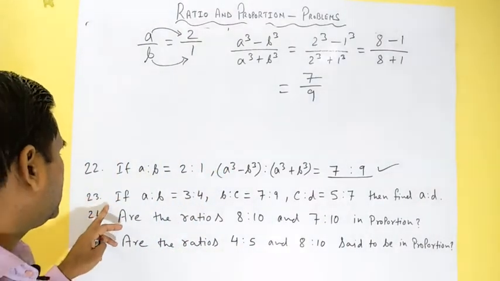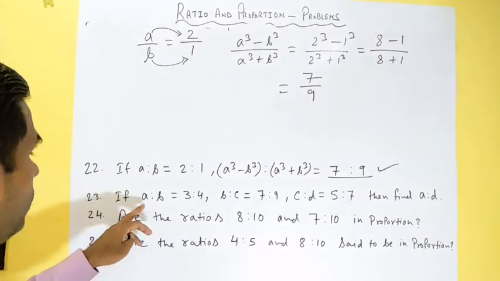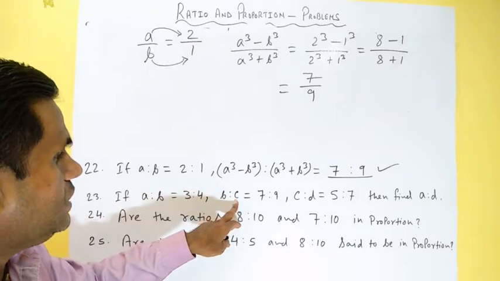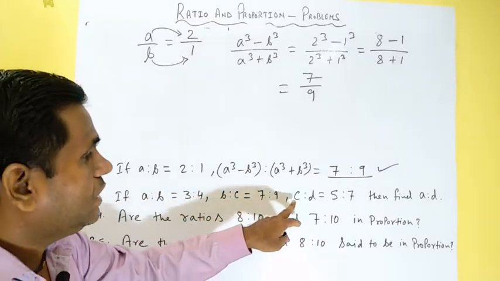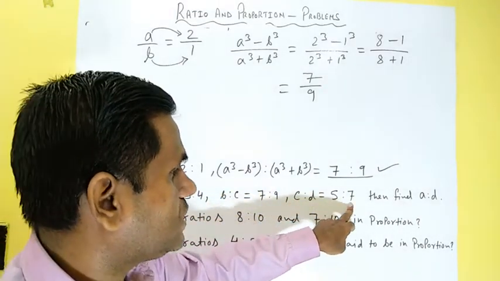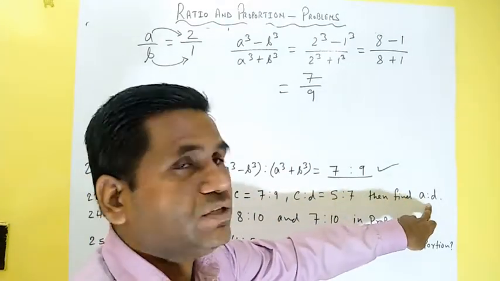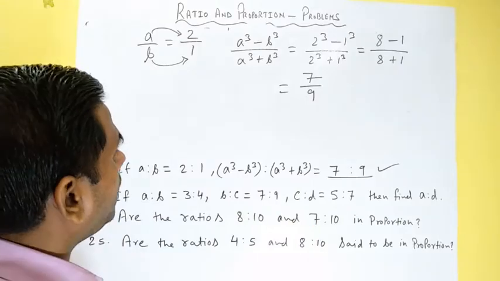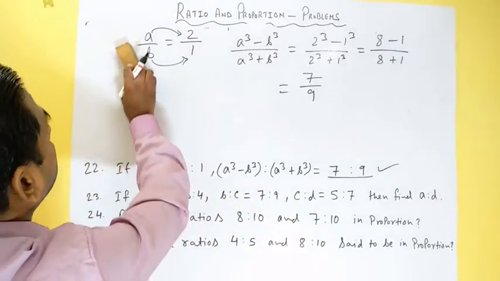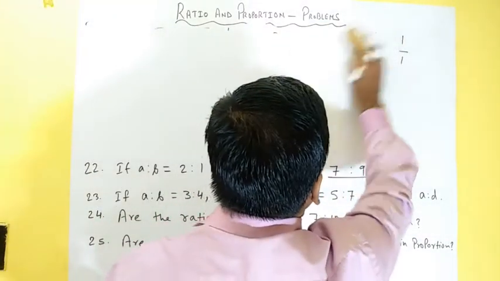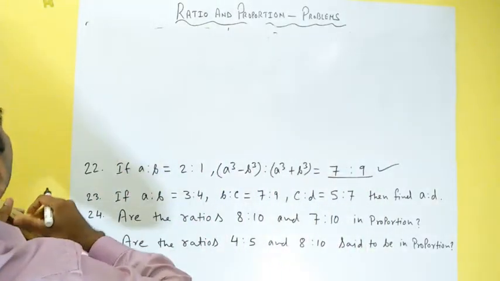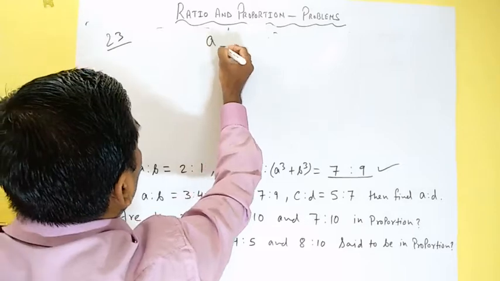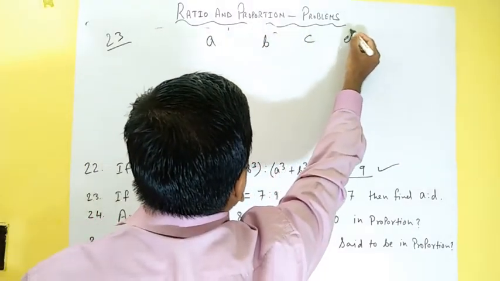Now quickly let us solve 23rd as well. If A is to B is equal to 3 is to 4, B is to C is equal to 7 is to 9, C is to D is equal to 5 is to 7, then we have to find A is to D. Okay, only A is to D we have to find. So how to solve 23rd? Let us do it here. So now we are doing 23rd. Here we will write A, B, C and D.